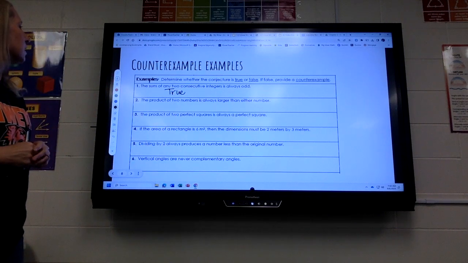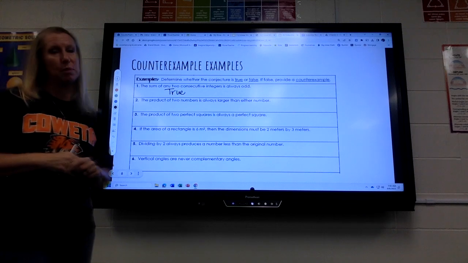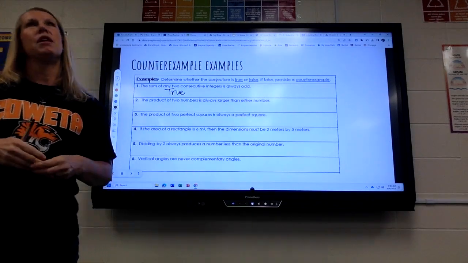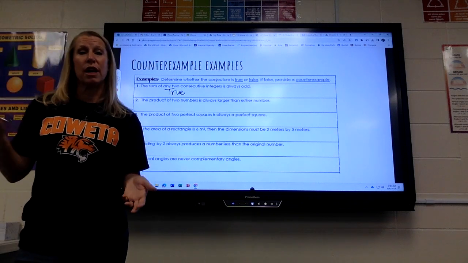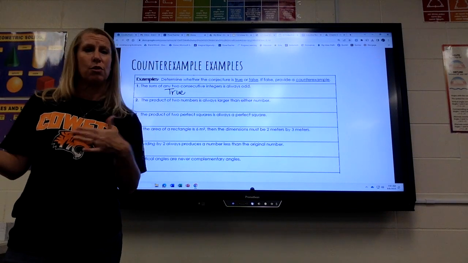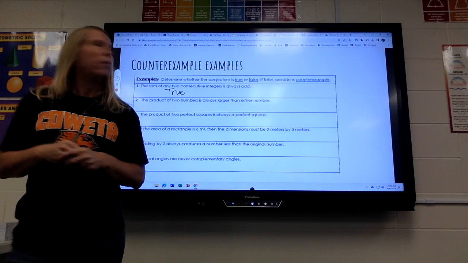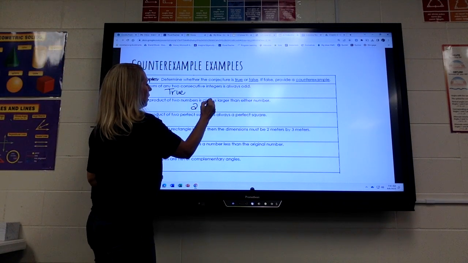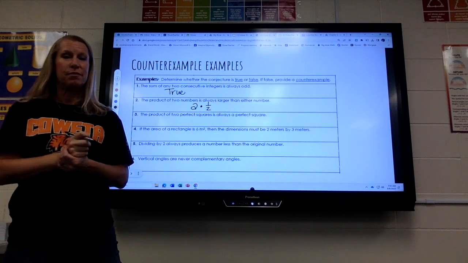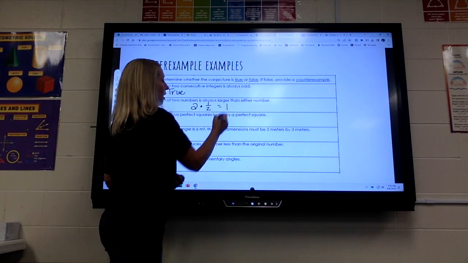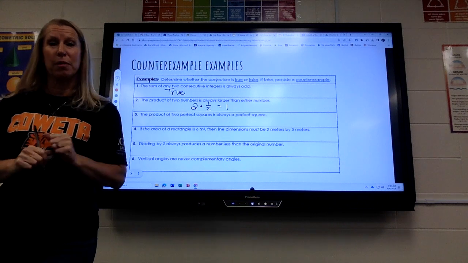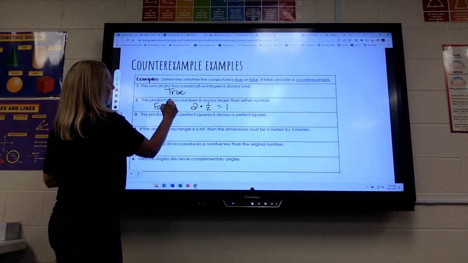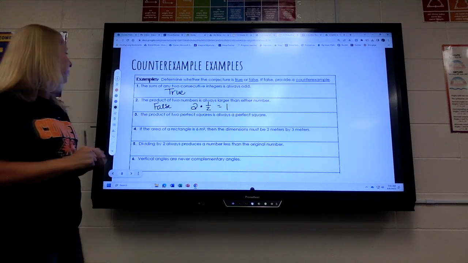The next one says the product of 2 numbers is always larger than either number. So if I multiply 2 times 3, I get 6. 6 is bigger than 2 or 3. But what if I multiply 2 times 1/2? Then I'm going to get 1, which is smaller. That would be a counterexample. So you would say false, and then give me your example.